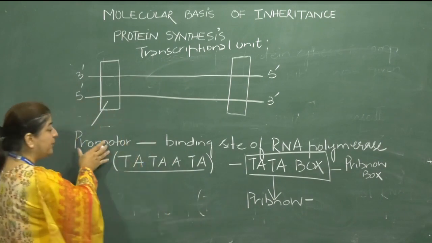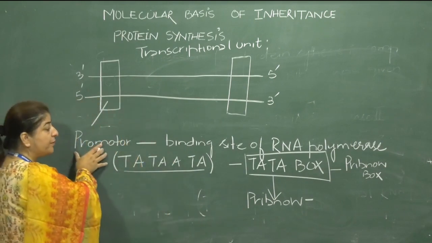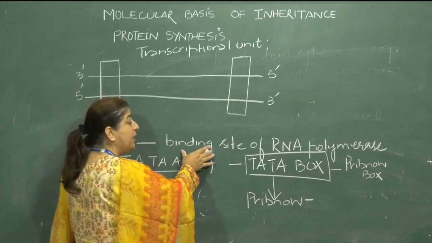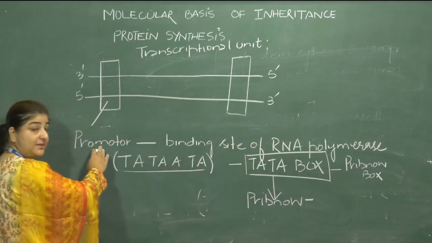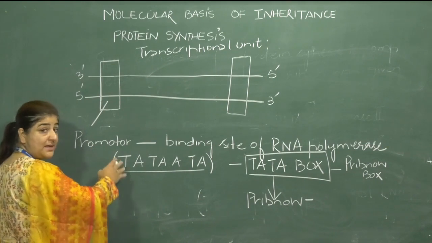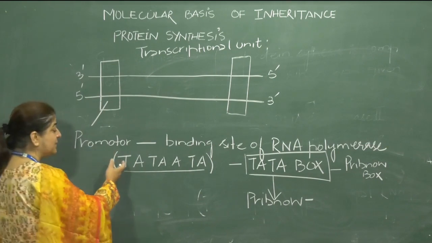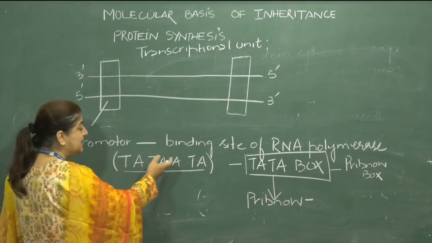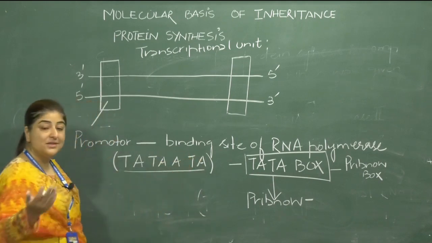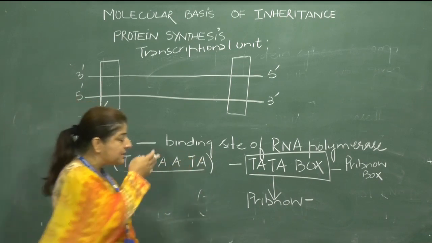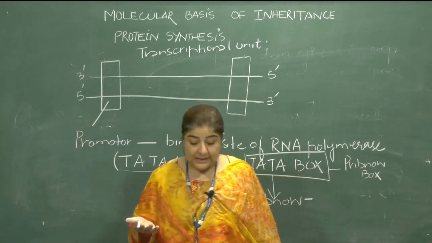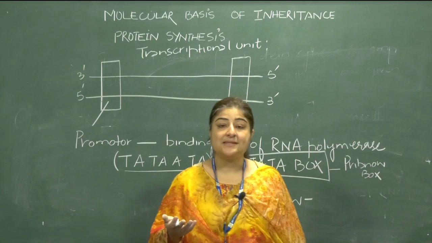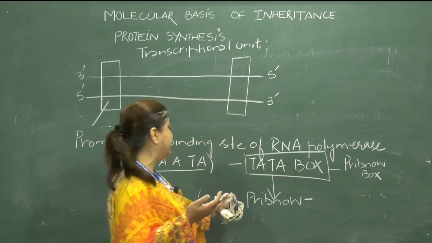So, what is the function of the promoter? Promoter is the binding site of the RNA polymerase. It is rich in certain sequences, that means TA, TA, TA. That is why this is known as the TATA box, or also the Pribnow box. Why Pribnow box? Because this was discovered by a scientist whose name was Pribnow.